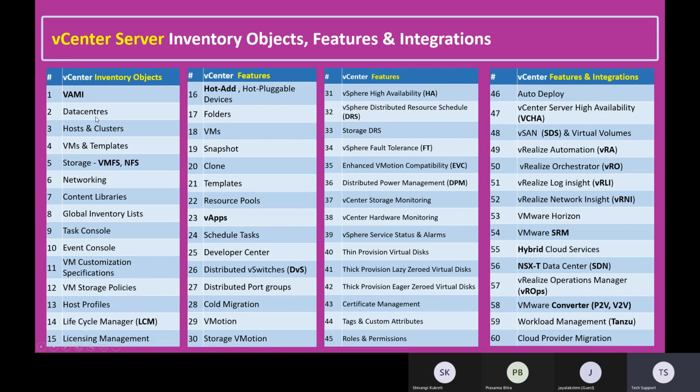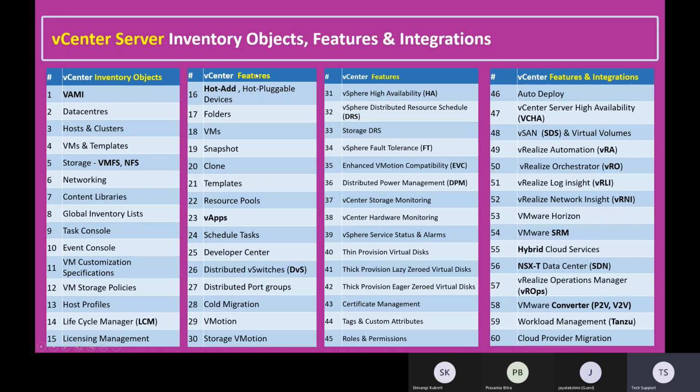Minimally, we try to cover 2 to 3 features in one session. So today is just a quick look only. These are the same options as the shortcuts we have: hosts and clusters, VMs and templates, storage, which is mainly supported for two types of file system, VMFS and NFS, networking, content library, and global inventory list. We observed all these options under shortcuts.